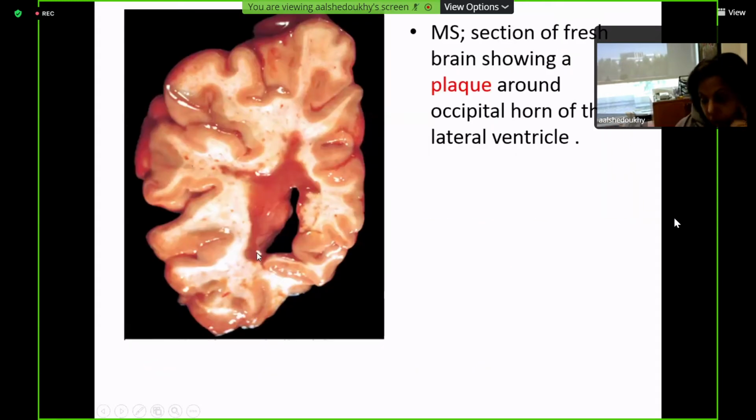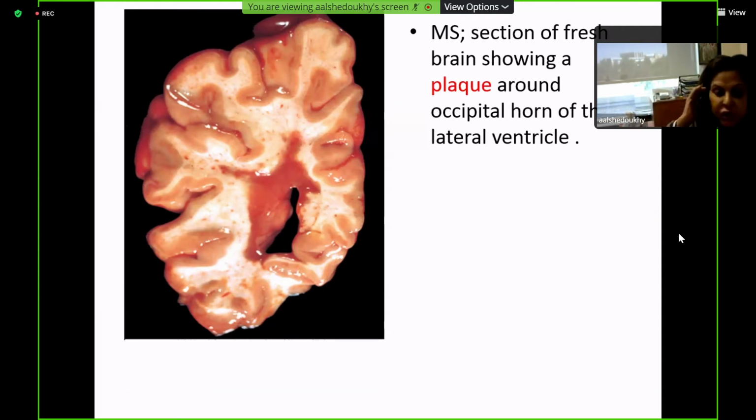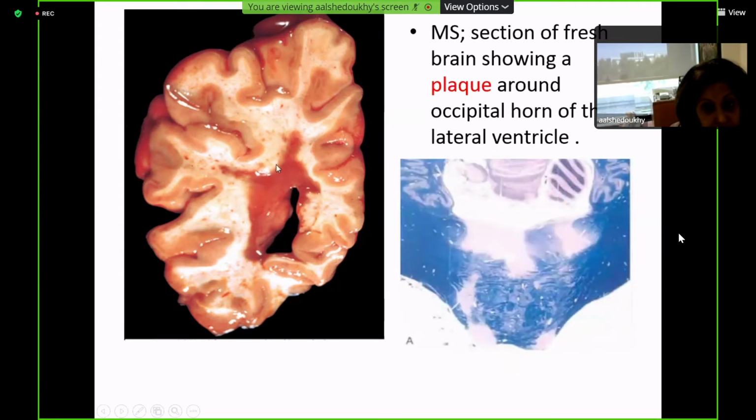I'm going to show you some images of the pathology of multiple sclerosis, or the plaques on gross examination and also microscopic examination, which will help you consolidate the theoretical knowledge of pathogenesis. This is a fresh section of the brain, and we can see there is a plaque here, this pink red one, and it's around the ventricle. This is around the occipital horn of the lateral ventricle. This is a very interesting, fresh plaque.